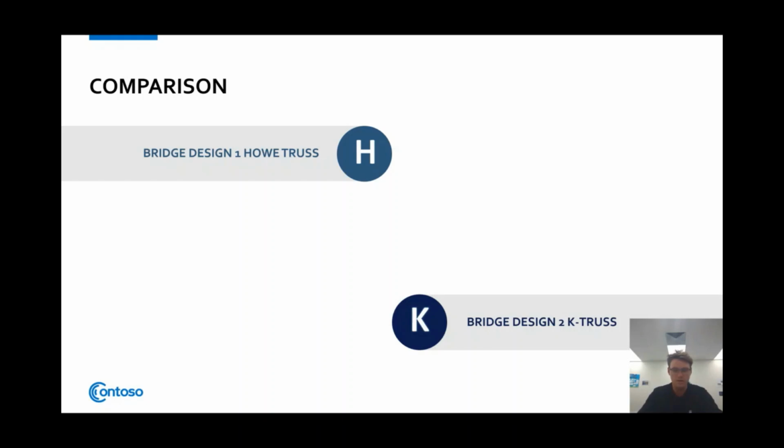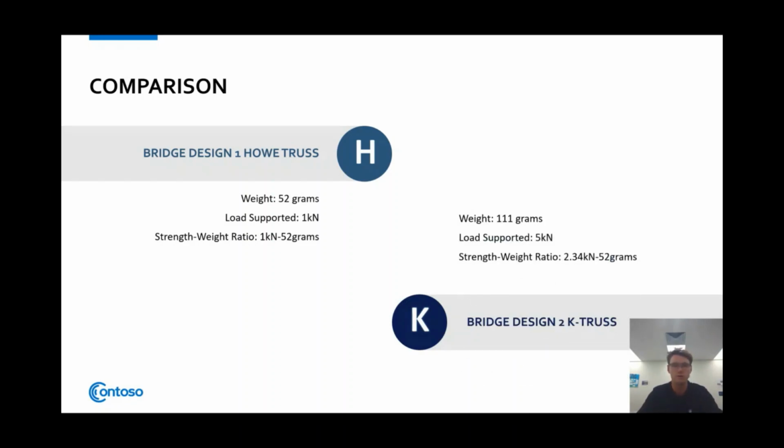For the initial bridge design, our bridge weighed 52 grams and supported 1 kilonewton of force with a strength to weight ratio of 1 to 52. The second K-truss bridge weighed 111 grams and supported 5 kilonewtons with a strength to weight ratio of 2.34 to 52. As it can be seen, there has been a 134% increase in load capacity, so it can be easily stated that the second bridge design is more efficient.